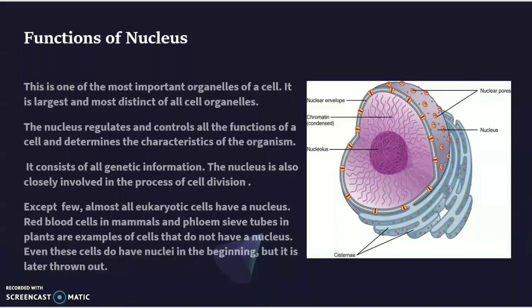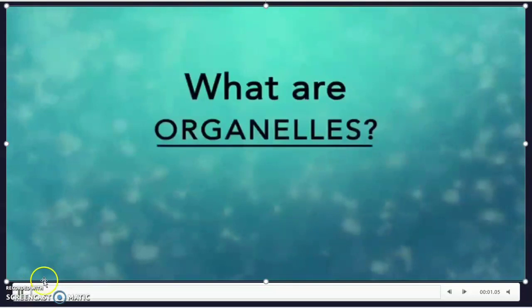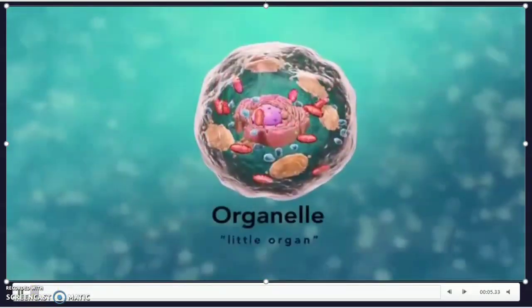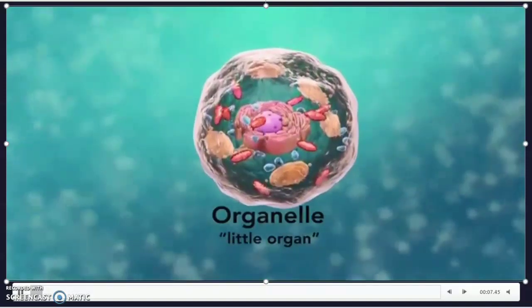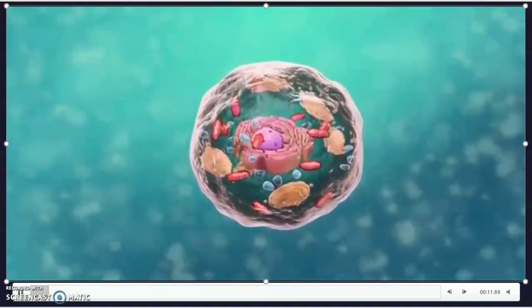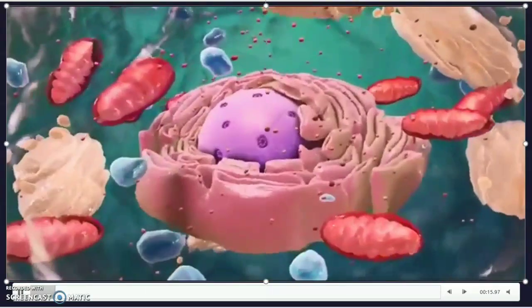Now I want to show you the organelles. Not only the nucleus, there are also some other organelles present inside the cell. I want to show them with the help of a video. What are organelles? Organelles are also called little organs. That means every organelle has its own particular shape and also its unique functions.